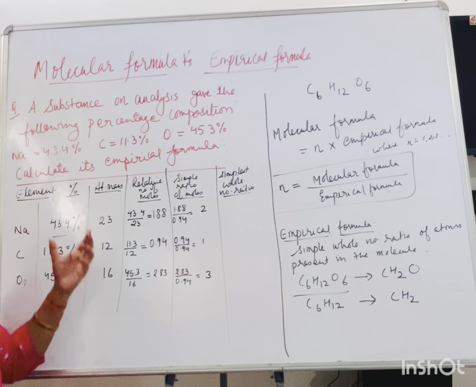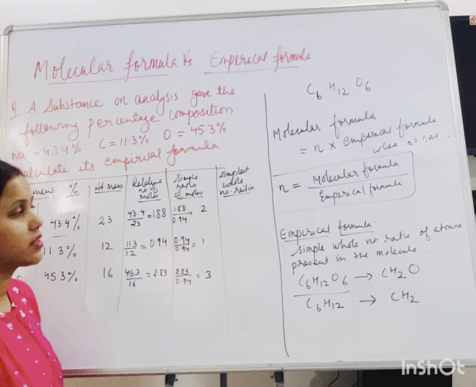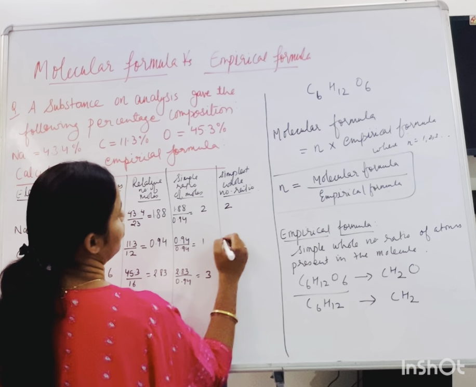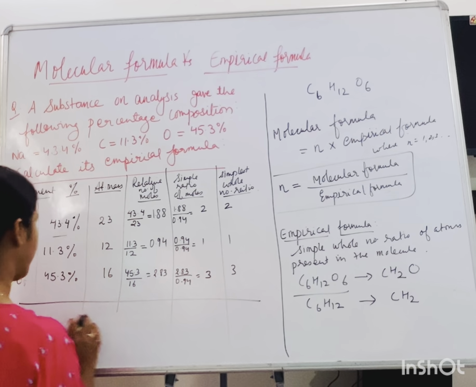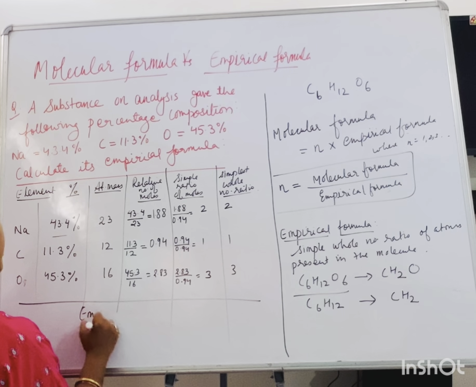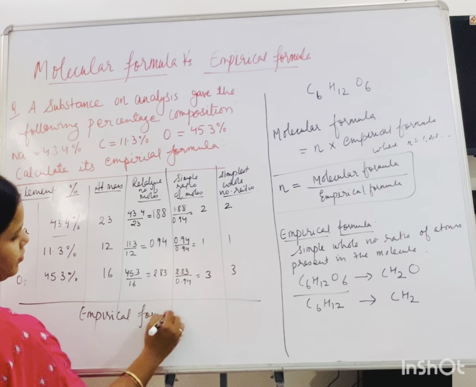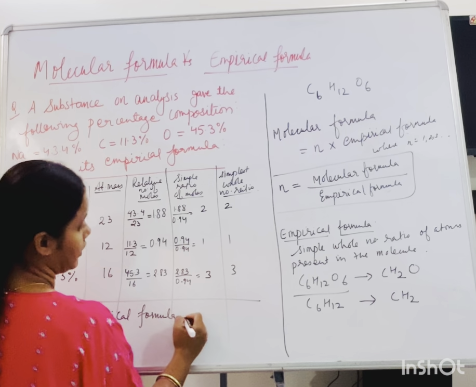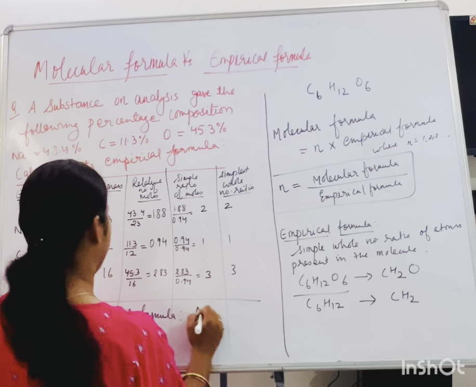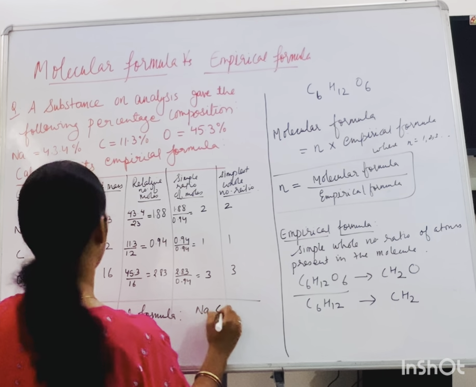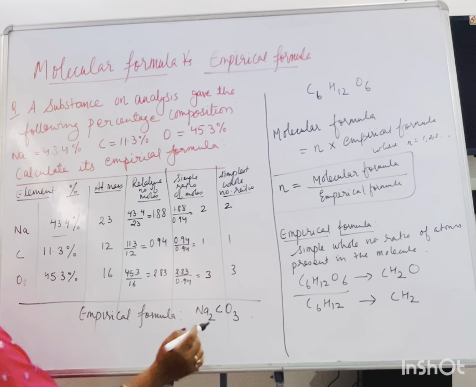Now here we can see it is already present in a simple whole number ratio, so we can simply write 2, 1 and 3. So on the basis of this, what empirical formula are we getting? The empirical formula for the given data is Na2CO3, that is sodium carbonate.